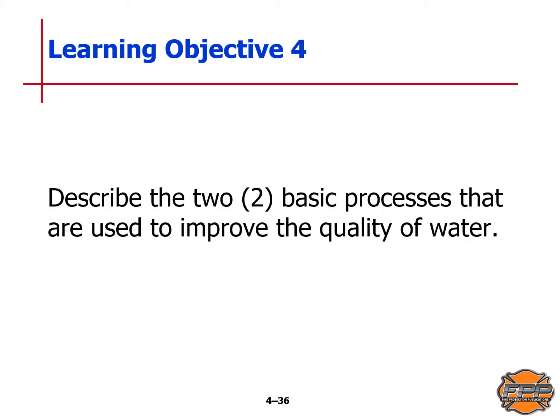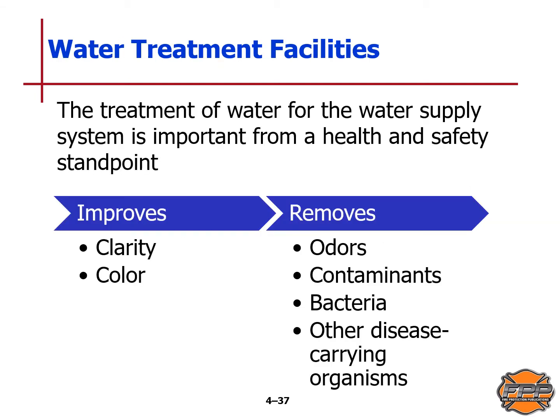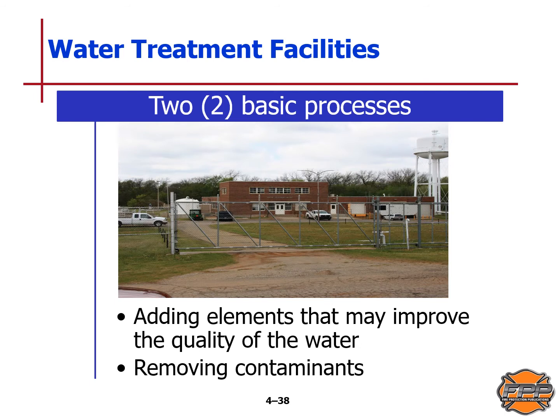Learning Objective 4 will describe 2 basic processes that are used to improve the quality of water. The treatment of water for a water supply system is important from a health and safety standpoint. It improves the water's clarity, color, and removes odors, contaminants, and bacteria and other disease-carrying organisms. There are 2 basic processes. The first is adding elements that may improve the quality of the water, or removing contaminants that will improve the quality of the water.